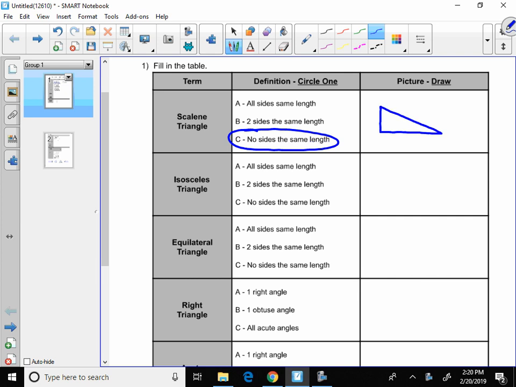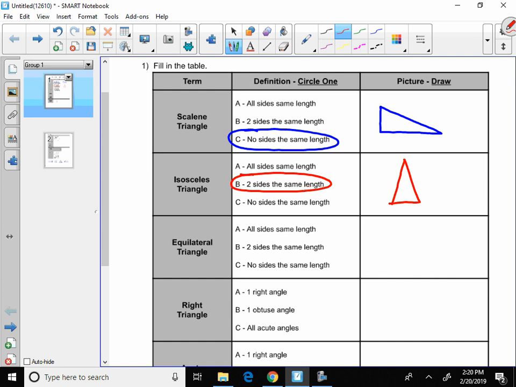The next one, isosceles. Without poking those eyeballs, touch your eyes and see that it shows the number 2. Isosceles means two sides are the same length. And a nice easy way to draw an isosceles triangle is a party hat or an ice cream cone.